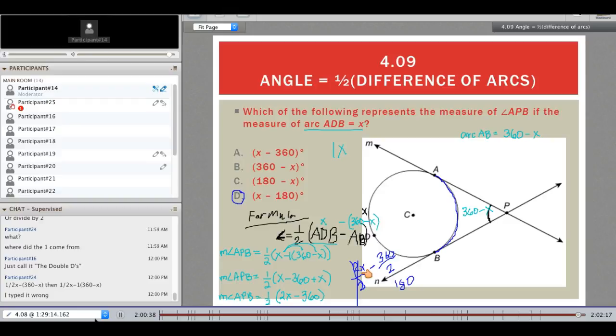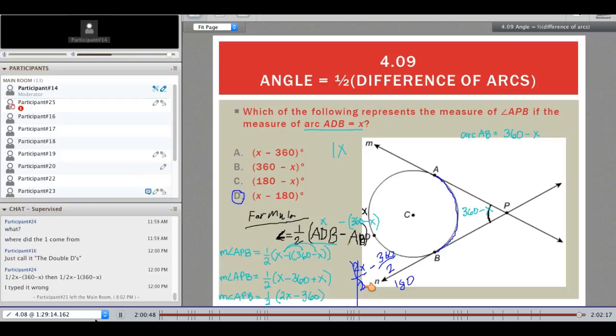So, yes, when you apply the 1/2 times 2X, this is what it looks like. You have a 2X in the numerator and a 2 underneath, and those 2's cancel. So you just get X, and then 1/2 times 360 looks like this, 360 over 2, or 360 divided by 2, which is 180. So you end up with X minus 180. So that's right. D would be correct.